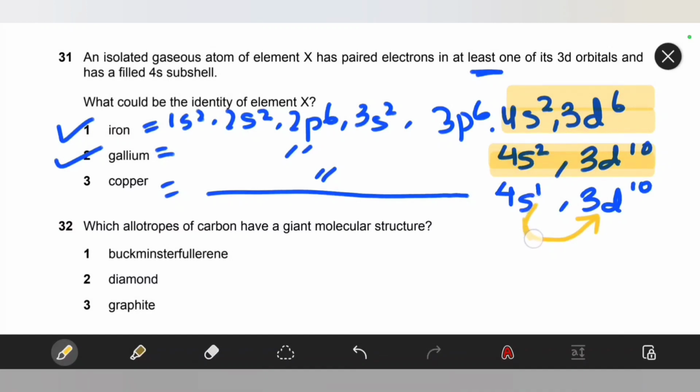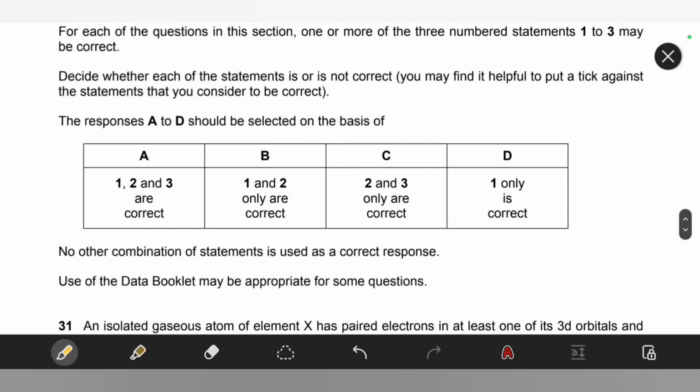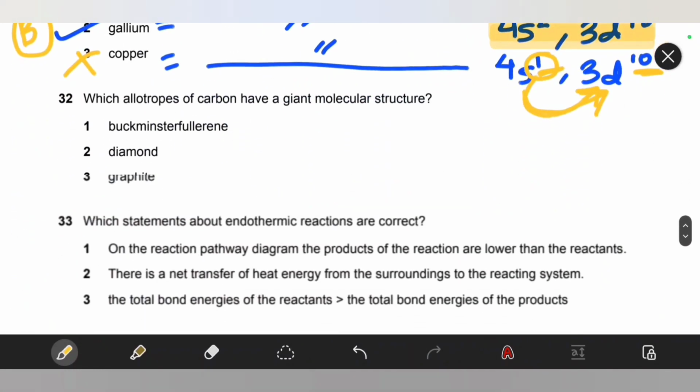One electron has been taken by the 3d orbital, and it has become 10, and the 4s has become 1. So copper is not following what the question asks, which is a filled 4s subshell. Hence it is not filled, it is lacking one electron, hence copper would be wrong. So the answer would be B. You can use this key to find out the correct option. Since only 1 and 2 are correct, B is the right answer.